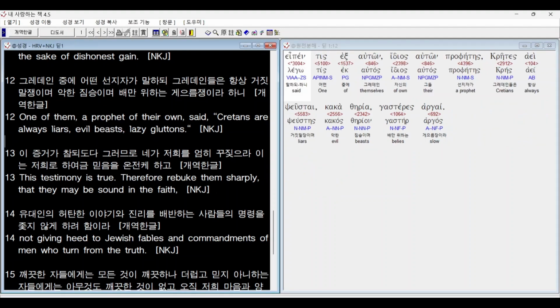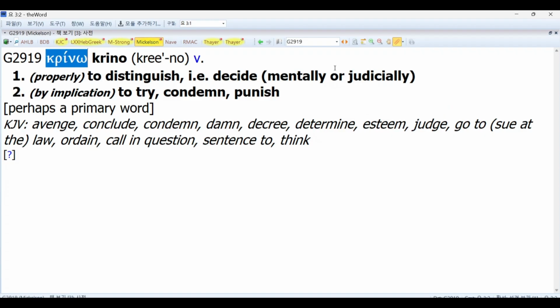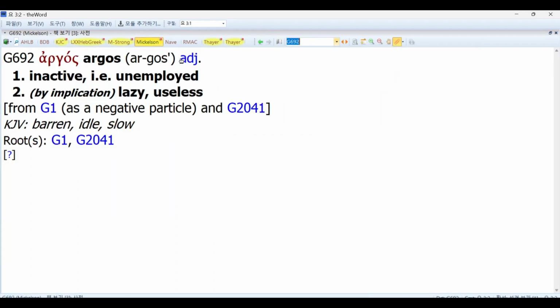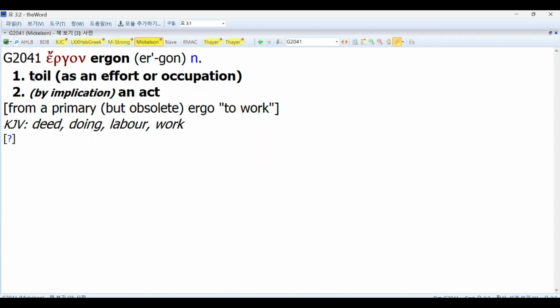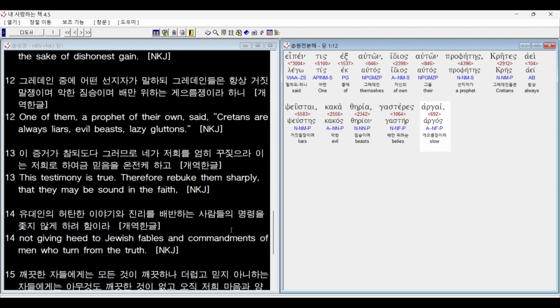Lazy glutton. Look at the lazy. Argos. A is the negative. Ergon is the work. Workless. When you go to the dictionary 692, inactive, unemployed, lazy, useless. But G1 alpha is the negative particle. 2041 is what? Toil, which means work. Workless. He is not able to work of the God. Workless. He's not able to do the God's work.